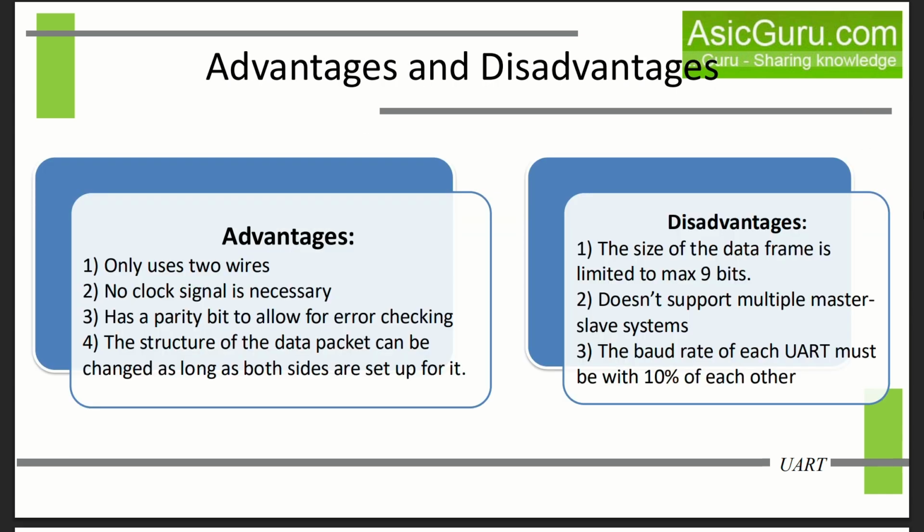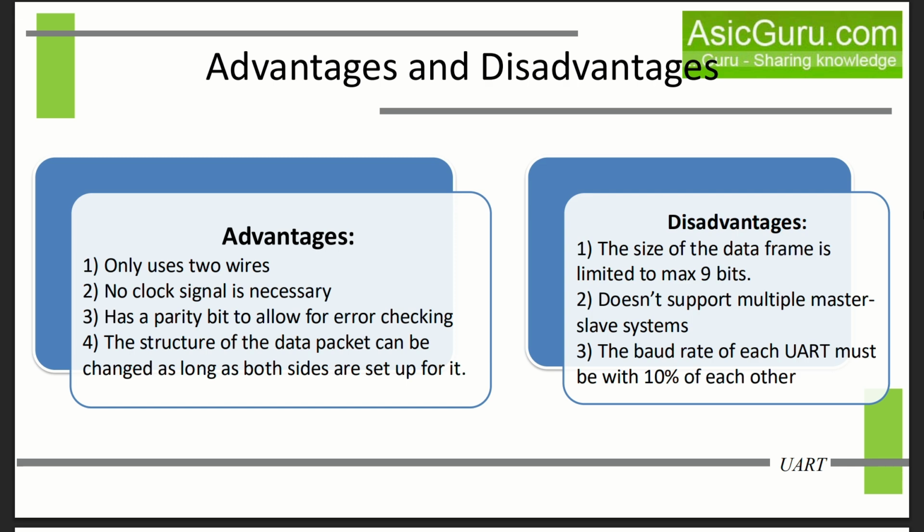Now, at last, we will see the advantages and disadvantages of the UART protocol. Like any other protocol, UART has its strengths and limitations too. Let's review them, starting with advantages. UART is wonderfully simple, using only 2 wires for bidirectional communication. No external clock signal is required, reducing complexity.